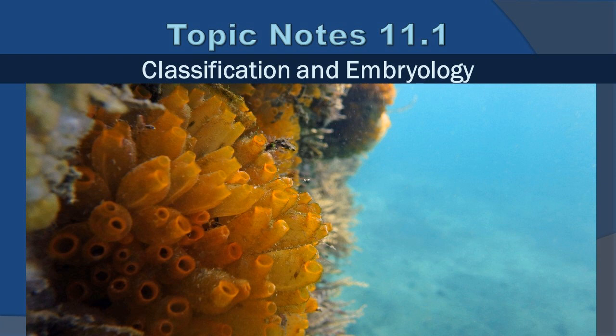This picture, by the way, is of colonial tunicates, and these tunicates live in the marine environment, and they're actually our closest invertebrate relatives, which is kind of interesting. And how we know that is based on a lot of the genetic work and the embryological development that we study. So stay tuned, and we're going to learn all about it.